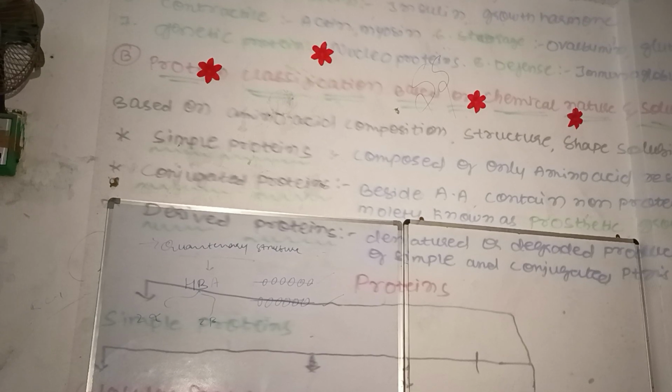Now another classification for the protein is protein classified based on their chemical nature and the solubility. Based on chemical nature and solubility, the protein has been classified into three different types: simple protein, conjugated protein, and derived protein. Simple protein, the word itself represents simple. That means it only has the sequence of amino acids, no other substances, no other groups. If in a particular structure only the amino acids are present, that protein is considered a simple protein.